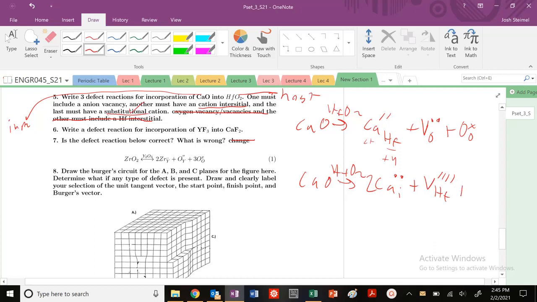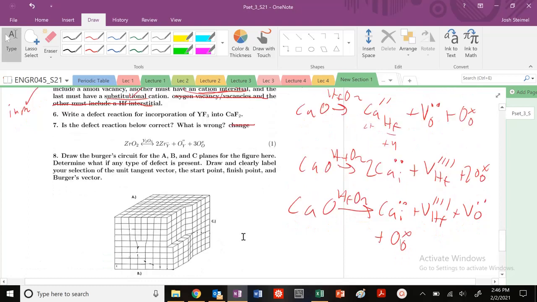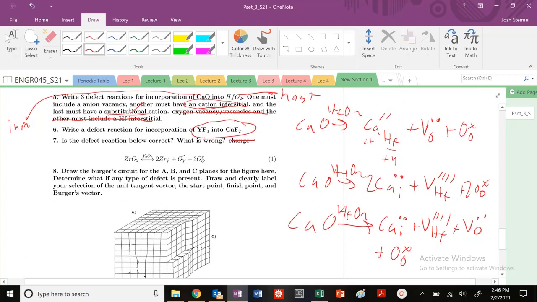So 2Ca, plus I need 2 O_O^x, HfO2. That's the cation interstitial, down there. And the other one must have an anion vacancy. So I could also write this: CaO goes to Ca_Hf with minus 2, plus vacancy in oxygen, plus 2. So Ca plus O_O^x, plus half O2. There it is. Done. So let's also write a defect reaction for the incorporation of YF3 into CaF2.